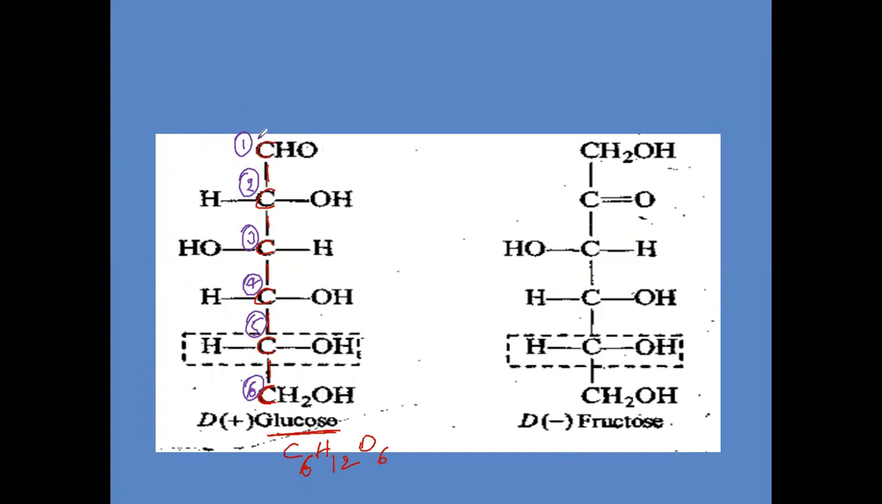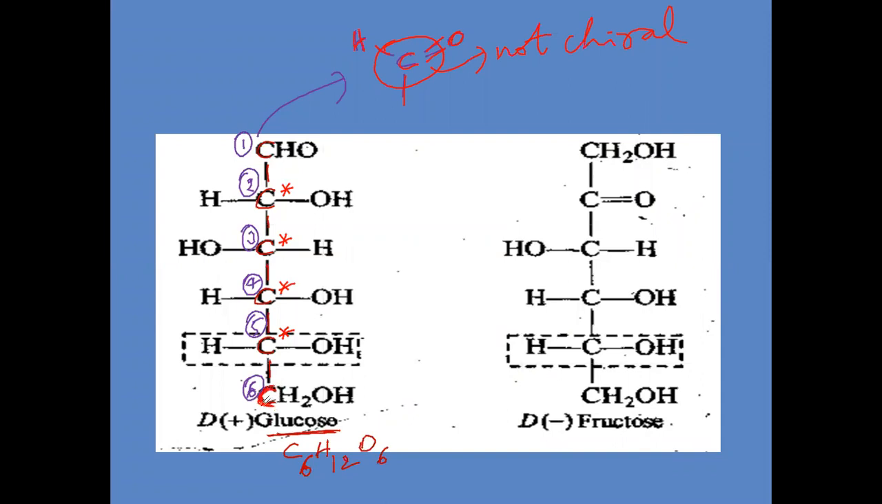Now the first atom contains a C double bond O and a single bond H. The double bonded carbon cannot be chiral, so it is not a chiral carbon. The next carbons are chiral. This carbon is chiral, this carbon is chiral, this carbon is chiral. So how many chiral carbons? 1, 2, 3, 4 there.